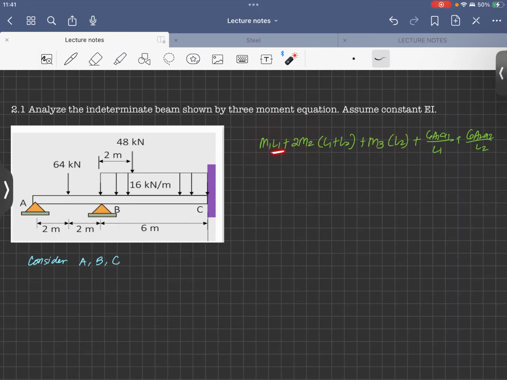And then the L1, this represents the distance between the segment AB. Then ang L2 naman is the distance between segment BC. So para malinaw, no, let's write the values. So we have your L1, this distance between AB, so 4 meters. Your L2 is equal to B to C is 6 meters. Para di natin mabaliktad. And then we have your MA, MB, and then MC.